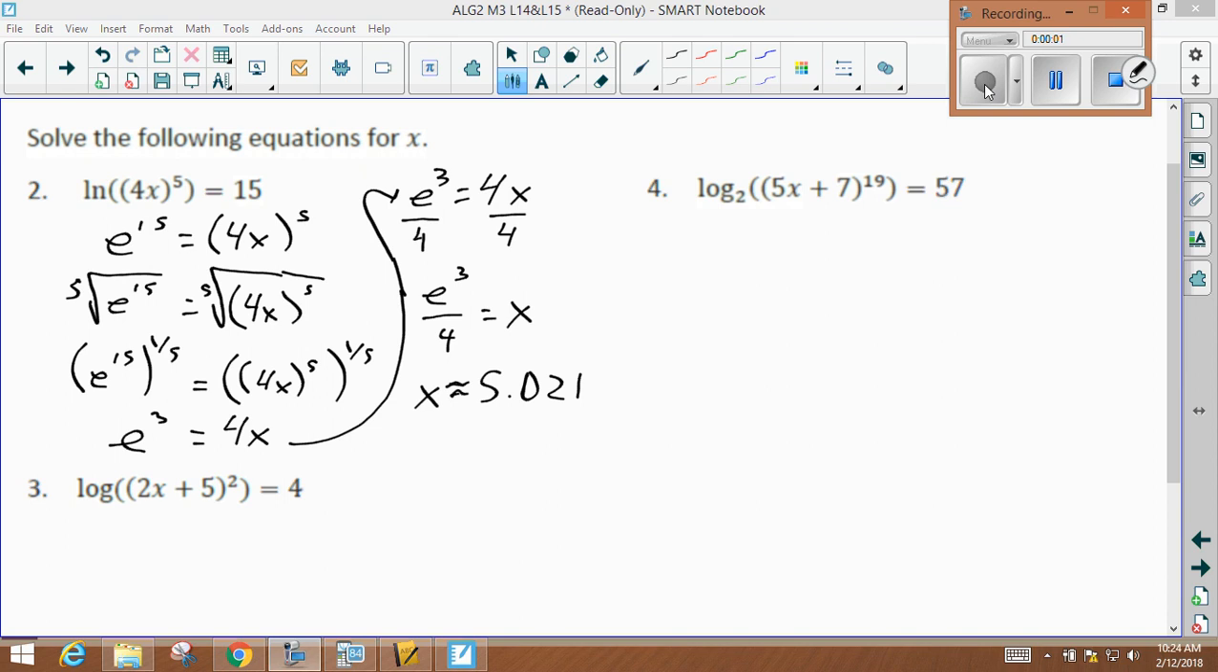On to number 4. This is part 2 of lesson 14. I don't know where we are.